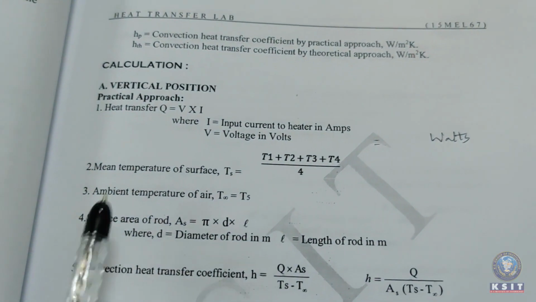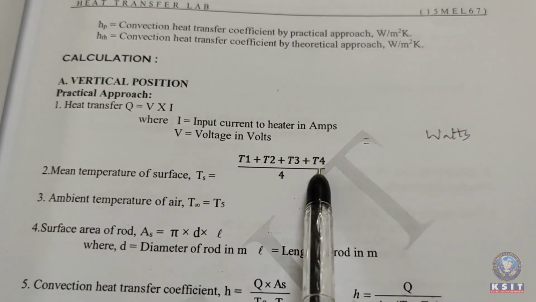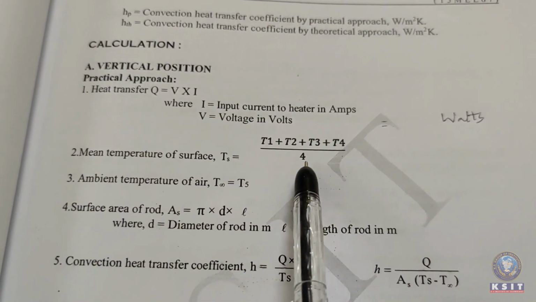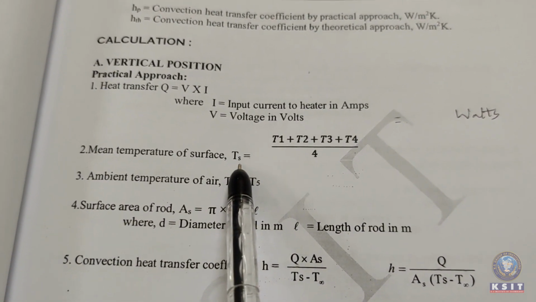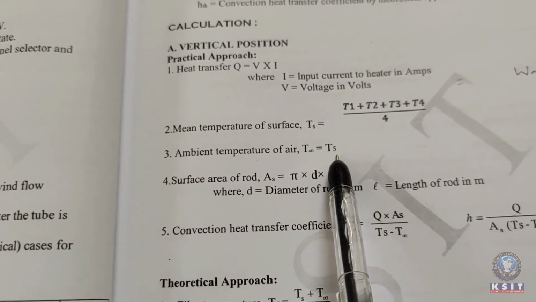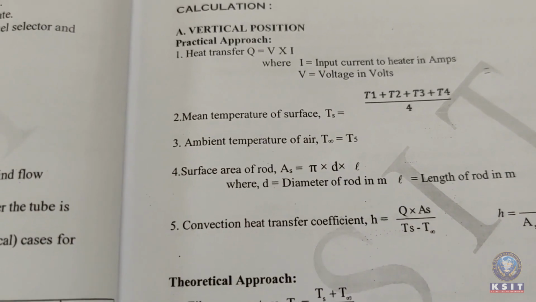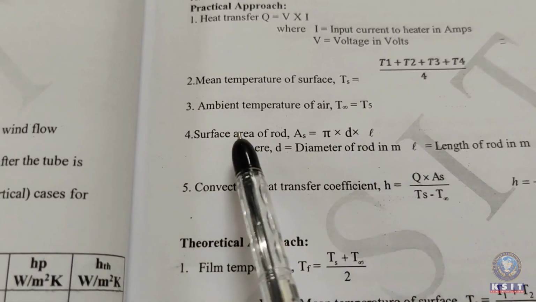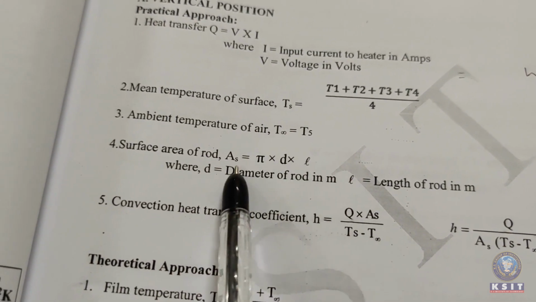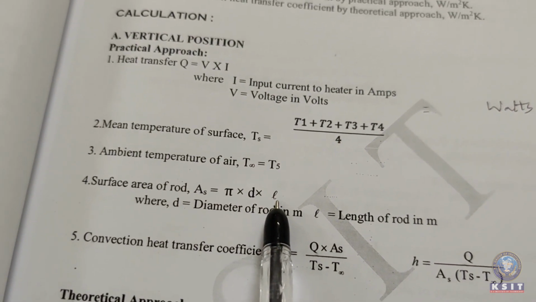Next, the mean temperature of the surface. Obviously, it is the average of the four temperature sensors on the surface: T1 plus T2 plus T3 plus T4 divided by 4 is Ts. Then the ambient air temperature, that is T infinity, is definitely the thermocouple T5. The surface area of the rod, how much surface area the fluid is touching the rod, is definitely pi d into the length of the rod.